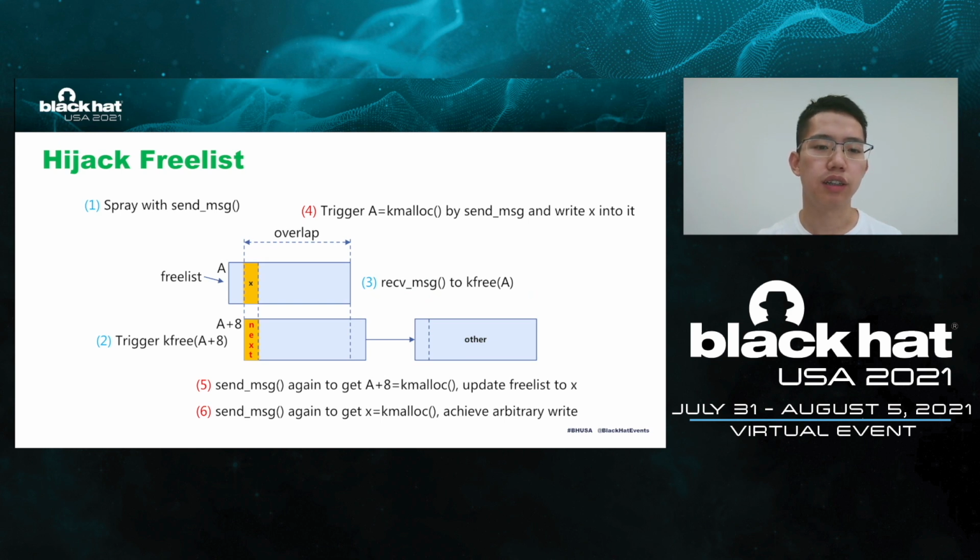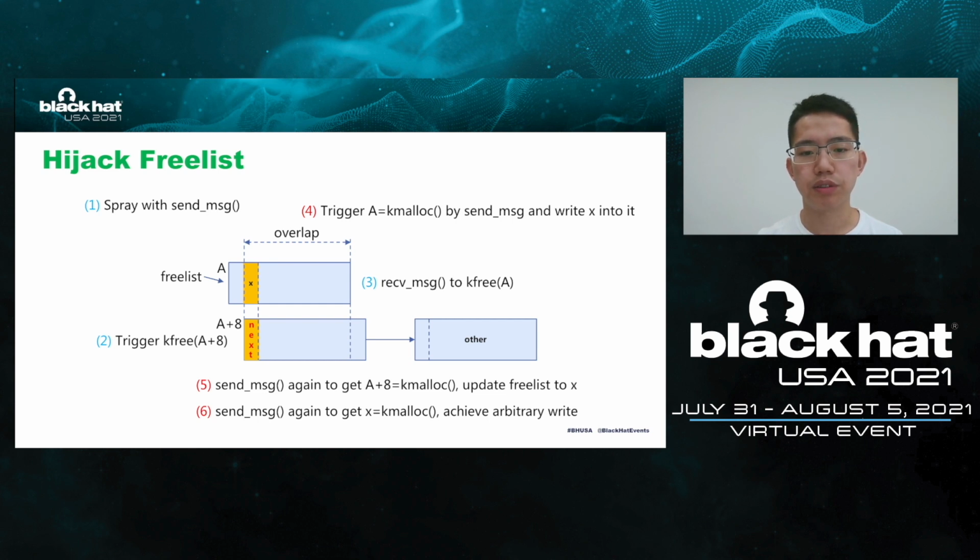Similar to the Linux kernel address leak, free list hijacking can be roughly divided into 6 steps. The first step is to spray with sendmsg. After the bug is triggered, A plus 8 will be released, and then we call recvmsg to release A. Currently, both A and A plus 8 are on the free list.